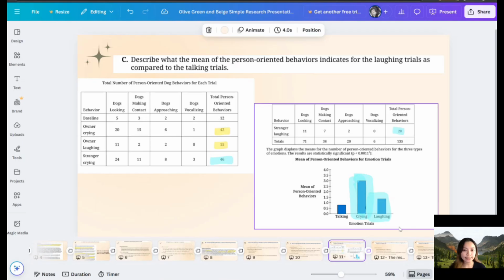Let's go to question C. Question C: describe what the mean of the person-oriented behavior indicated for the laughing trials as compared to the crying trials. Okay.